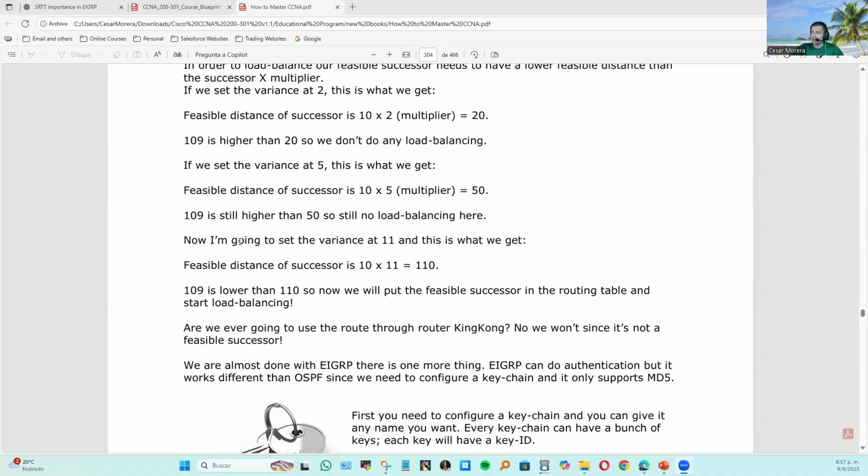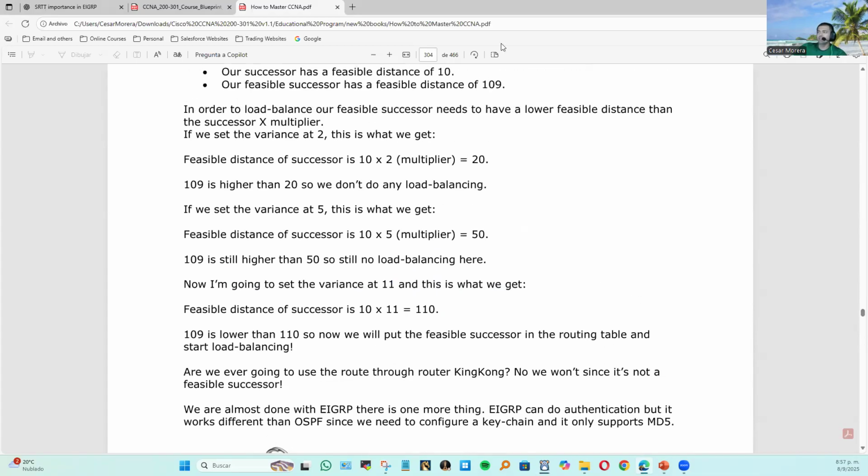Now, let's see the whole summary of this one and the calculation. So the feasible distance of the successor is 10, and with a variance of 2, we get a multiplier of 20. 109 is higher than 20, so we do not do any load balancing. If the variance is 5, we get 10 times 5, which is 50. So 109 is still higher than 50, so still no load balancing.